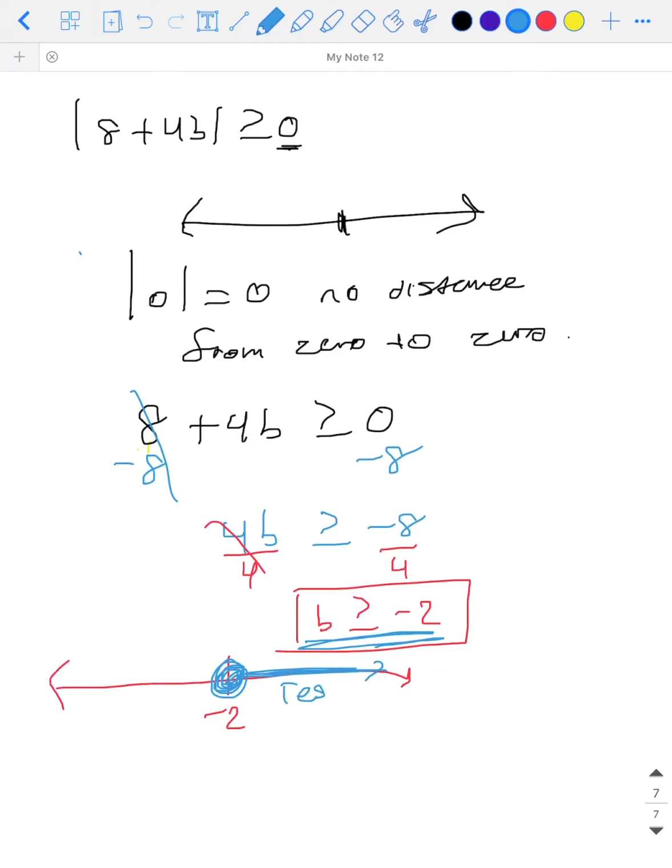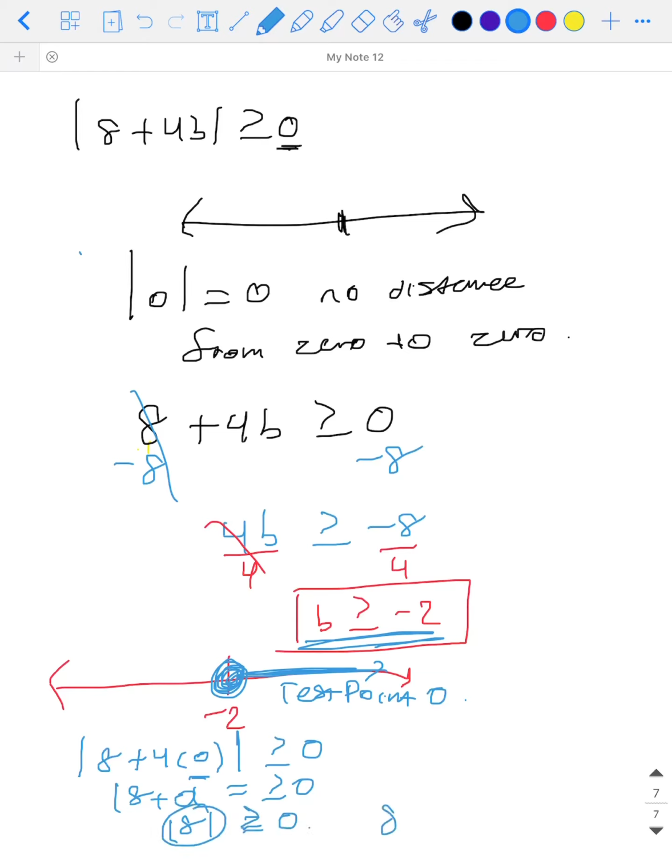I'm going to apply a test point of 0. 8 plus 4 times 0, so I'm replacing b with 0. 4 times 0 is 0. 8. The absolute value of 8 is 8, which is indeed greater than or equal to 0. So therefore, b is greater than or equal to negative 2 is your correct answer.